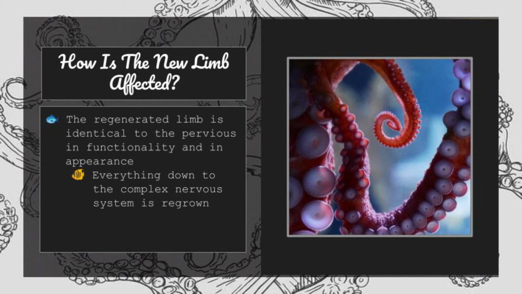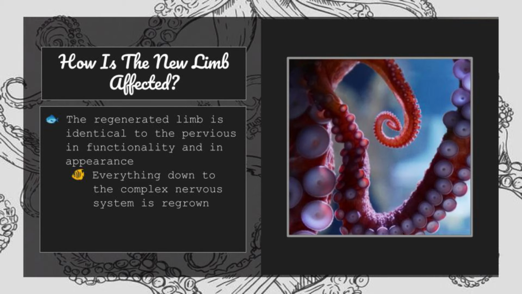Unlike other animals with regeneration abilities, the regrown tentacle is indistinguishable from the limb it is replacing. In other species, it is common that the regrown appendage is of lesser quality and does not function as the previous limb once did. However, this is not the case with octopods.